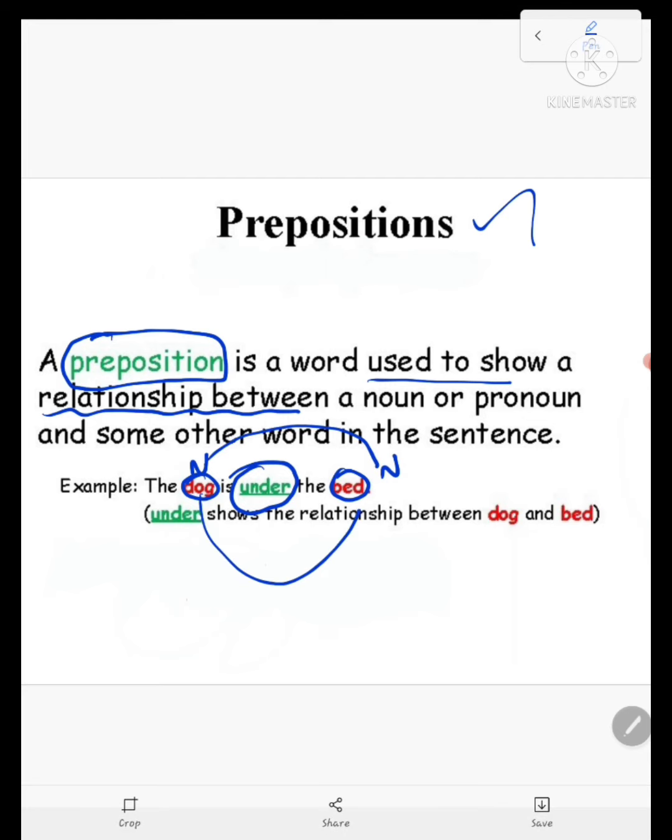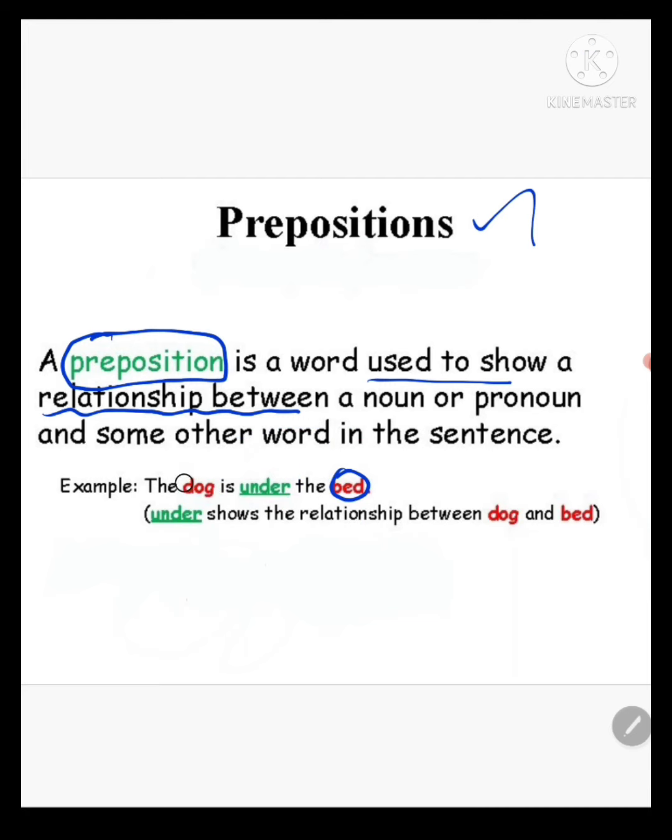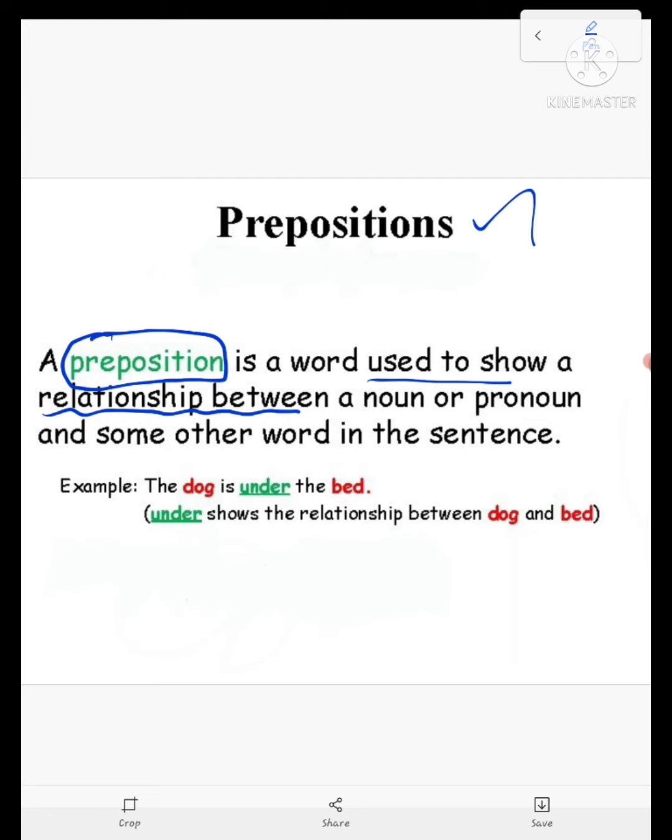What does it do between this noun and this noun? It shows a relationship. Okay, it gives a relationship between a noun or pronoun and some other word in a sentence. Some other word means what? It may be a noun, pronoun, or it may be a verb, etc.